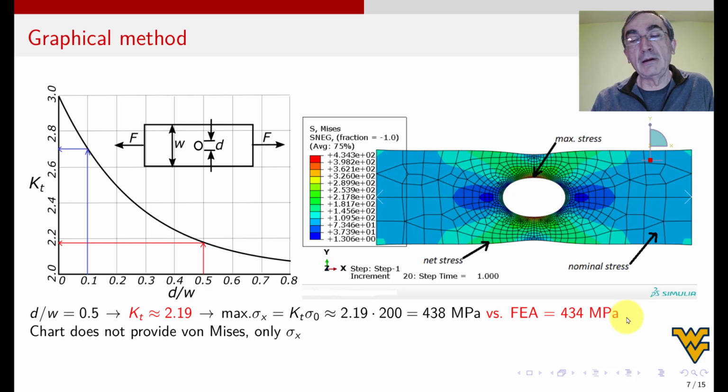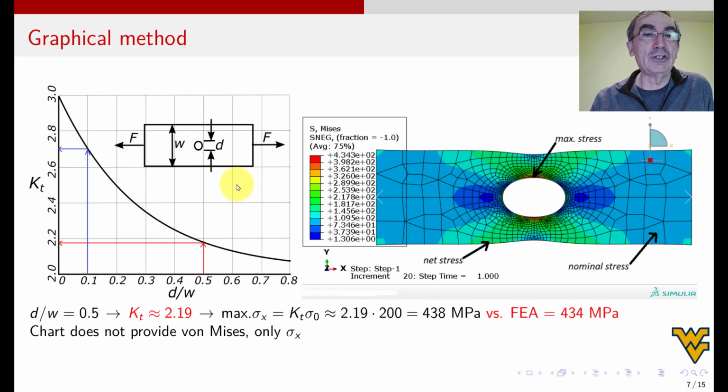You think I'm cheating, but no, I did this on different days. This FEA I did quite a while ago, and this calculation I did today, 438 versus 434, and this calculation for me took like 5 minutes, versus hours to get the FEA model running. Okay, so that's it. I mean, this is the way we're going to do it.